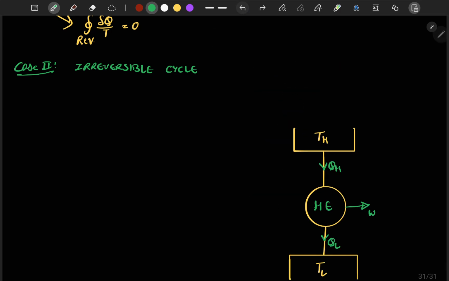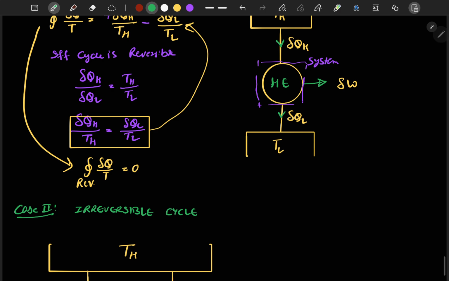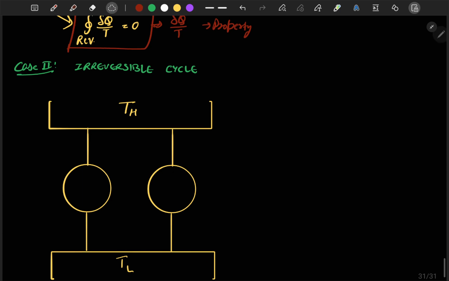Okay, there is one thing I missed telling you: since the cyclic integral of del Q by T is 0, we can say that this term del Q by T is a property. In this lecture, at last, we will see that this term del Q by T is termed as entropy, and this entropy is a property of the system.